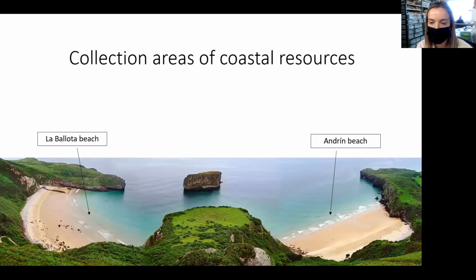In the slide, you can see the exploitation areas of coastal resources nearby Toral III cave. The beaches of La Vallota and Andrin are next to each other and around 1 kilometer from the archaeological site.